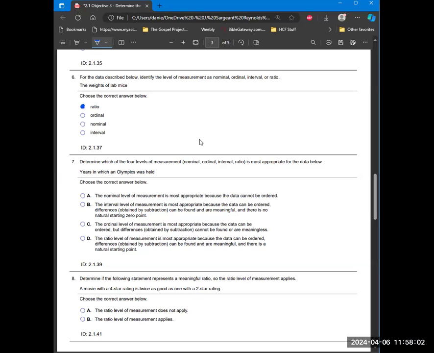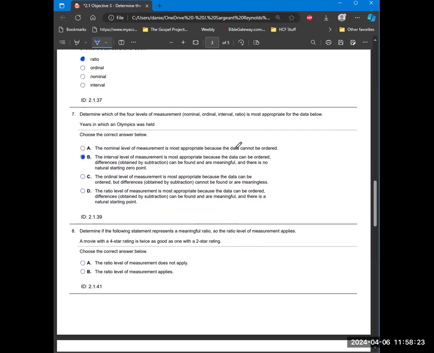Determine which of the 4 levels of measurement are most appropriate. Below, years in which the Olympics were held, for the same reason that the years for the presidents were. This is interval, but not ratio. So that's B, because the way that we count years with the calendar, 0 is not a true 0.